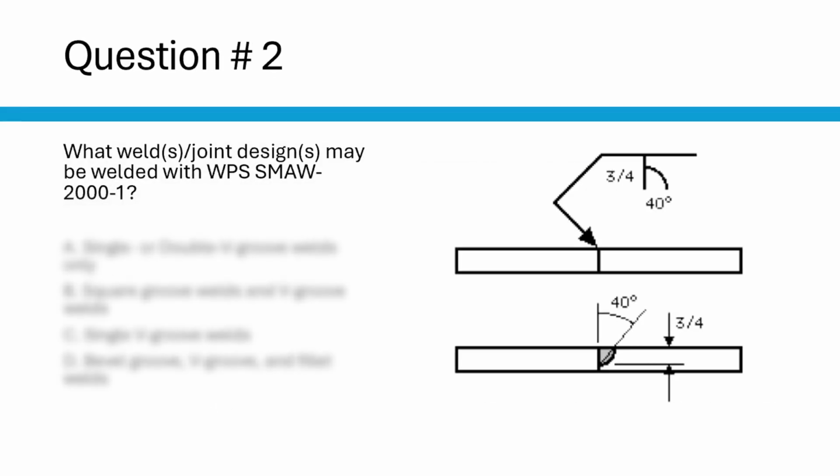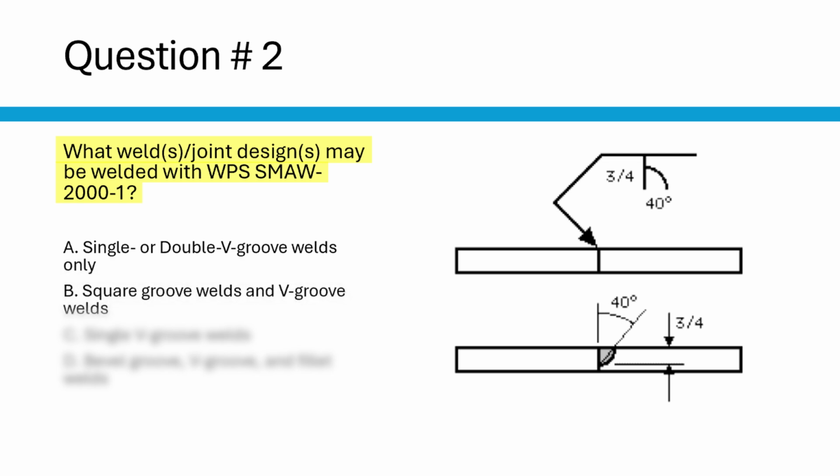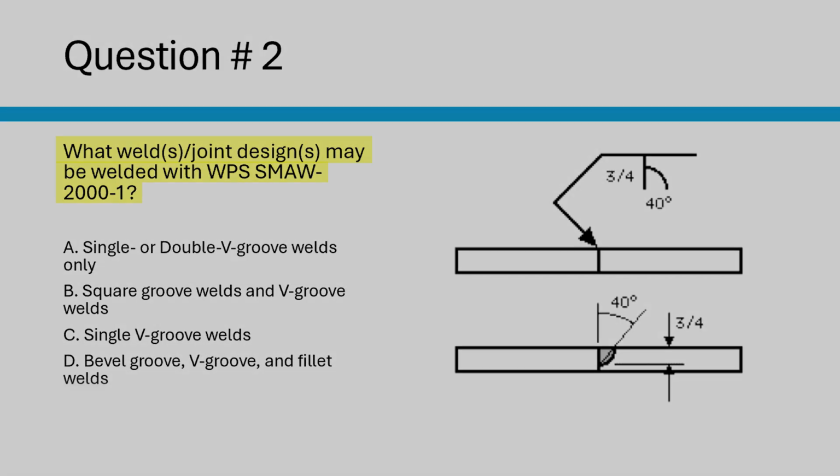Question number 2. What weld or joint design or designs may be welded with WPS SMAW-2000-1? A. Single or double V-groove welds only. B. Square groove welds and V-groove welds. C. Single V-groove welds. Or D. Bevel groove, V-groove, and fillet welds.